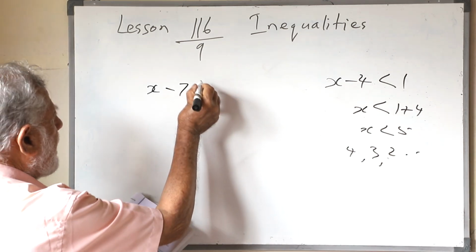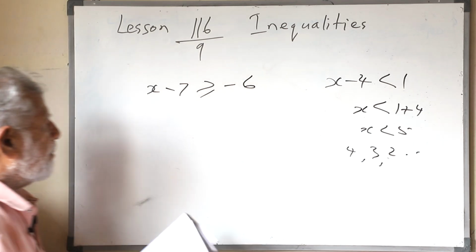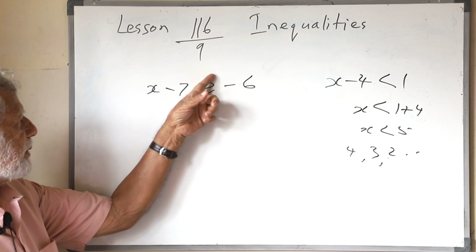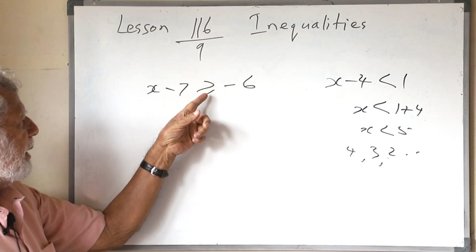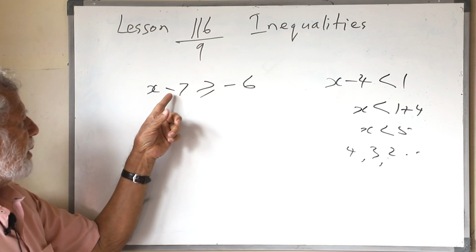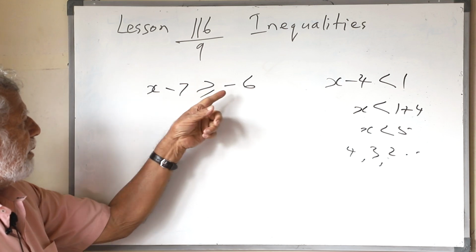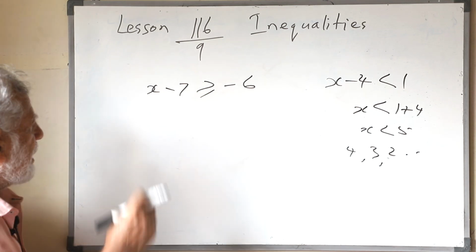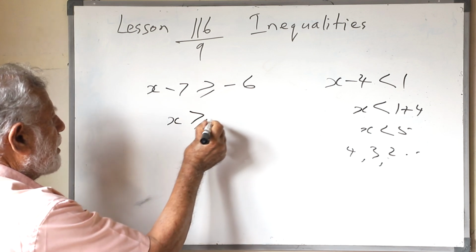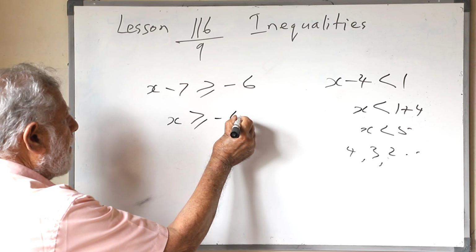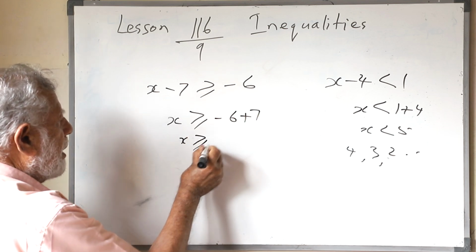X minus 7 is greater than or equal to minus 6. Now, I explained in my last lesson what this sign means. Here there are two signs, that is greater and equal. So, x minus 7 is equal to minus 6 and x minus 7 is greater than minus 6. So, two equations there. So, treat this as an equation. So, the next line will be x is greater than or equal to minus 6 plus 7. So, x is greater than or equal to 1.